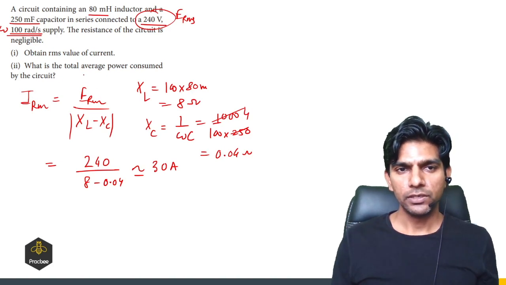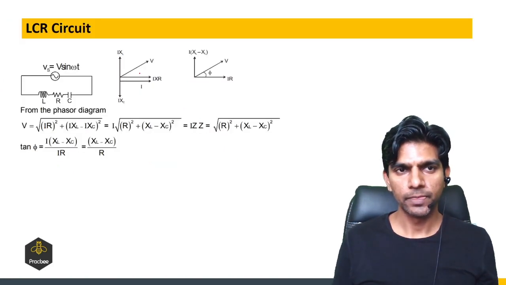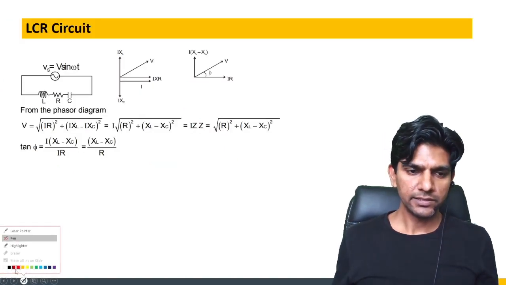So what is the total average power consumed? We haven't covered this as of now. So once we cover average power, then I'll come back to this question. Now let us see the LCR circuit.